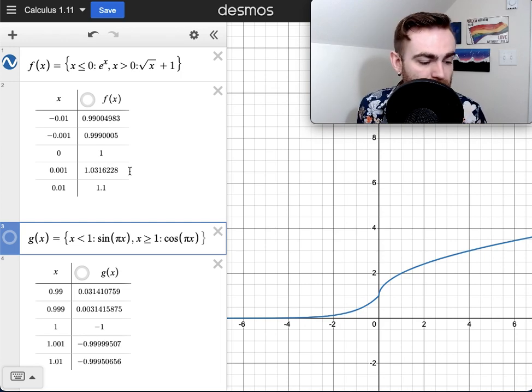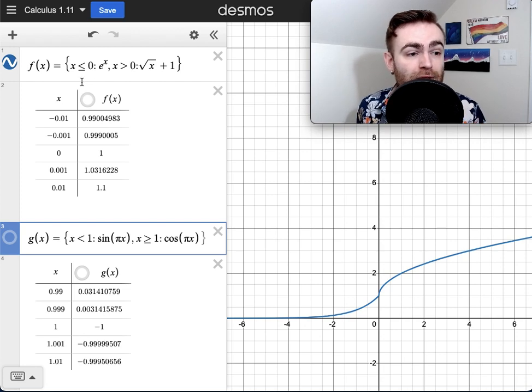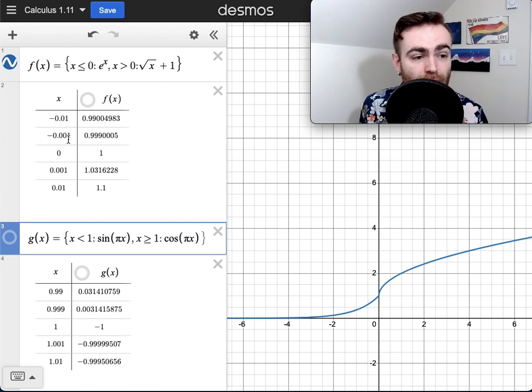All of these are piecewise functions, and most of the time you will be dealing with just the equations. I also wanted to showcase a table and a graph representation of these piecewise functions so we can visually see what's going on. So our first one here is for values less than or equal to 0, the function outputs e to the x, and for values greater than 0, it outputs the square root of x plus 1. If we look at the table, we see that the left-hand side limit seems to be approaching 1, the right-hand side limit seems to be approaching 1, and the value does exist at 1.